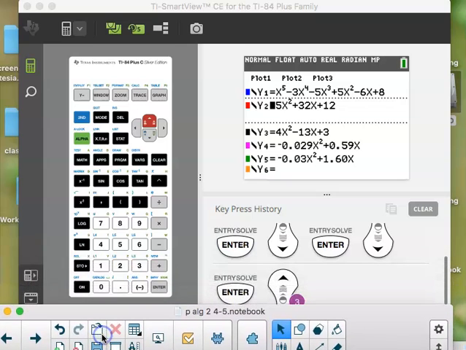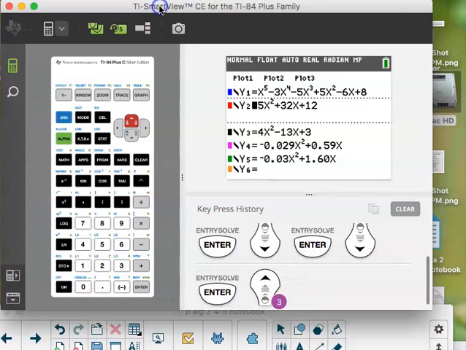Now, I didn't want you to have to wait for me while I punch all this in because it usually takes longer with this one. So I put mine in as y sub 2. It's the only graph you're going to see because it's the only one that I have the equals highlighted on. So when we graph it, that'll be it. So go ahead and punch in 5x squared plus 32x plus 12 if you haven't already. And then let's hit zoom 6.